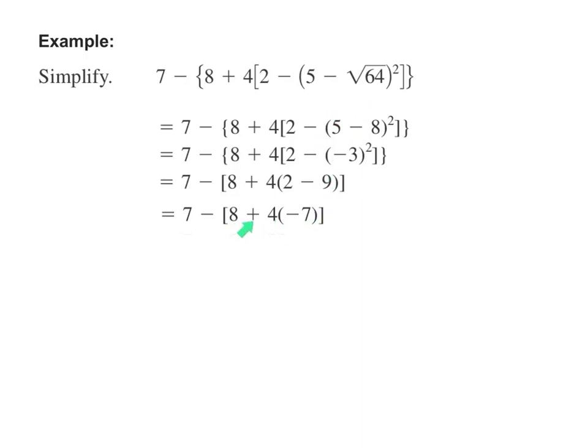So now again, here's places where I'll see someone go 12 and then they'll go 12 times negative 7. That of course is wrong. Multiplication comes first. I've got to do that. 8 minus 28. And that gives me negative 20. Look out for that sign that's there. It's negative, negative. The answer is 27.